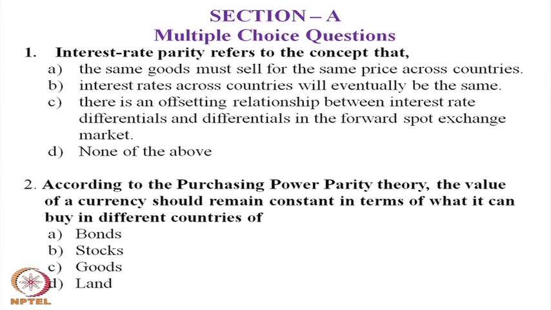Question 2. According to the purchasing power parity theory, the value of a currency should remain constant in terms of what it can buy in different countries of A, bonds, B, stocks, C, goods, D, land. You tick the answer and keep it with you.